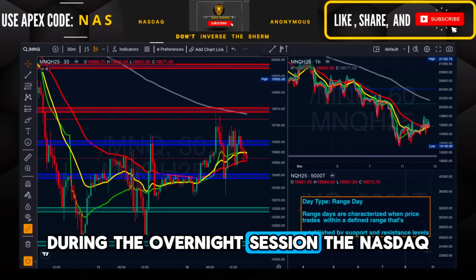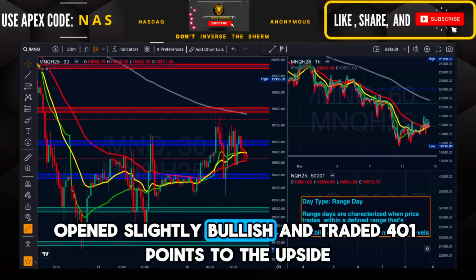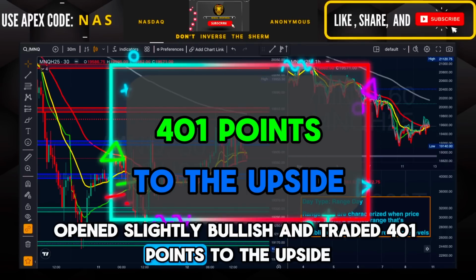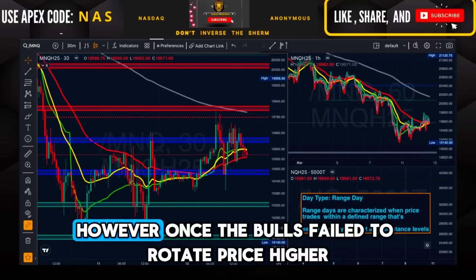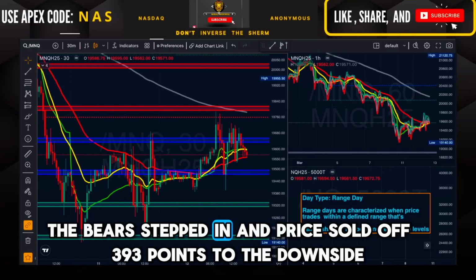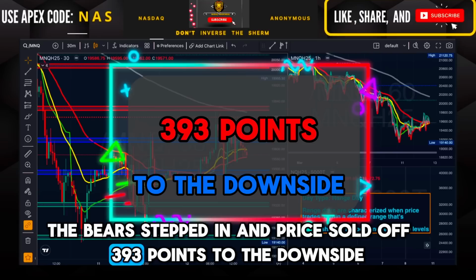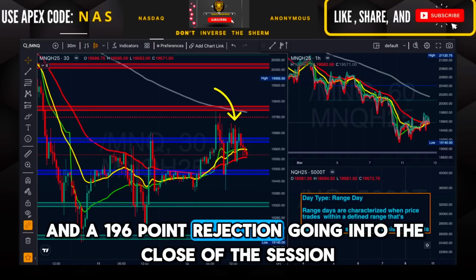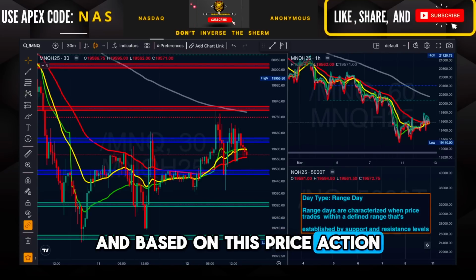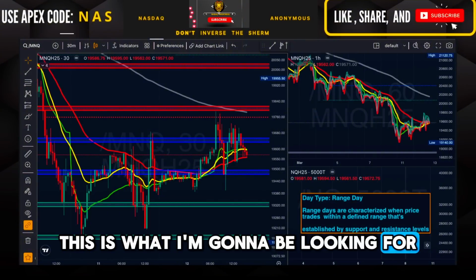During the overnight session, the Nasdaq opened slightly bullish and traded 401 points to the upside into a previous area of resistance. However, once the bulls failed to rotate price higher, the bears stepped in and price sold off 393 points to the downside, seeing a 332 point bounce and a 196 point rejection going into the close of the session. And based on this price action, this is what I'm going to be looking for.